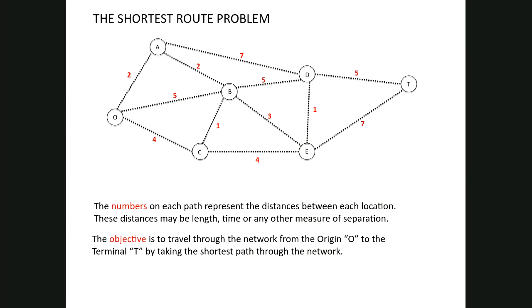Again, it looks very similar and it sounds very similar because we're talking about the shortest route. But in this problem, we're going to designate our starting point here at the origin. We're going to designate our finishing point here at a destination. And what we want to do is to travel through the network from the origin to the terminal by taking the shortest path through the network.